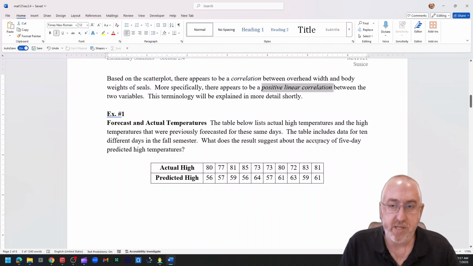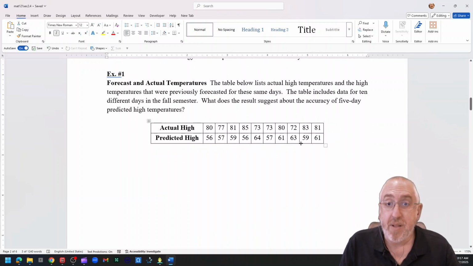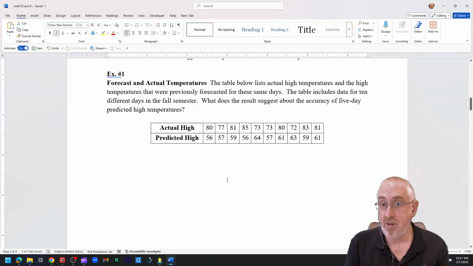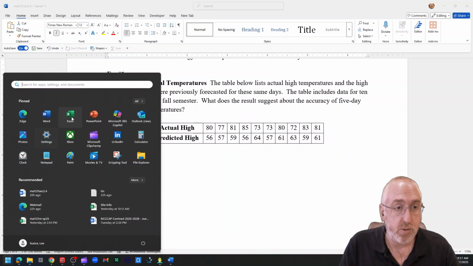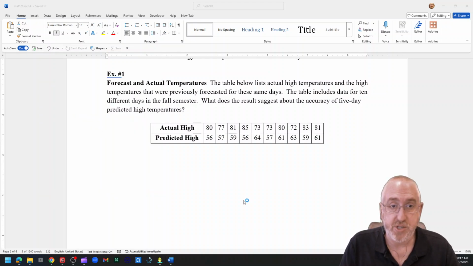The table includes data for 10 different days in the semester. What does the result suggest about the accuracy of 5-day predicted high temperatures? So we're going to have to plot this information out in a graph, which can be a little bit of a pain if you're trying to do it by hand. But we have technology that can help us. So what I'm going to do is open up an Excel spreadsheet.